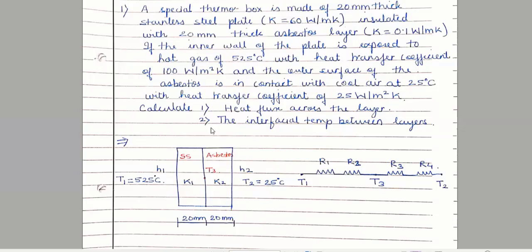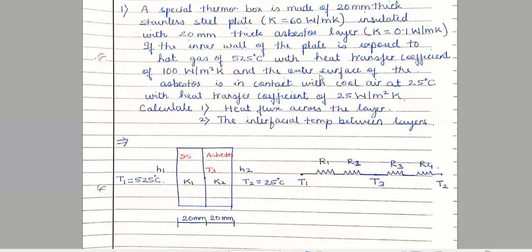Now what you are supposed to find out? Heat flux. What is heat flux? Heat flux is nothing but Q by A, and the interface temperature between the layers. Interface temperature means this temperature, that is nothing but T3. You are supposed to find out. I hope the statement is clear to all.